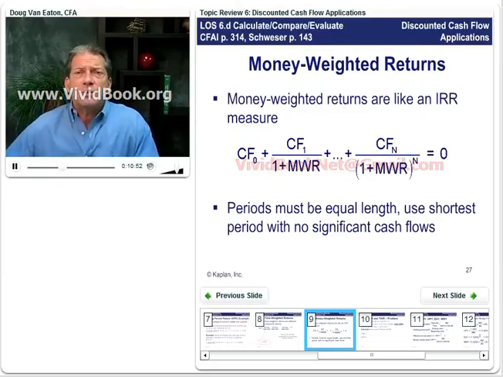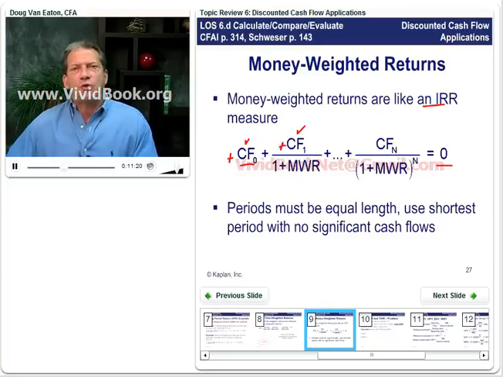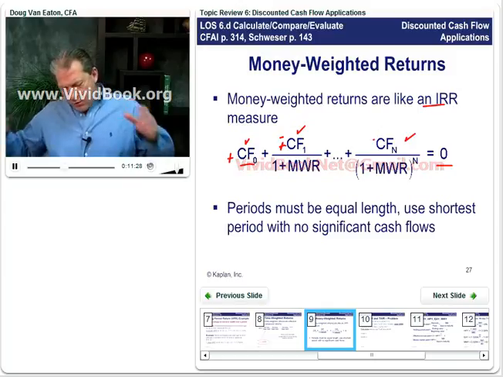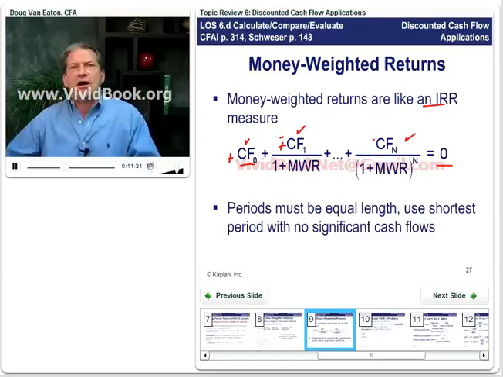On the money-weighted rate of returns, I said it's like an IRR measure. So here we're going to set the net present value to 0. We've got our cash flows here. Now, this is our initial amount in the account, and let's make that a plus now. So that's our initial amount in the account. And then if we add money to the account, these would be positive cash flows. If we had withdrawals, they would be negative. And then we'll treat this ending value as a withdrawal, as if we took all that money out of the account at the end.